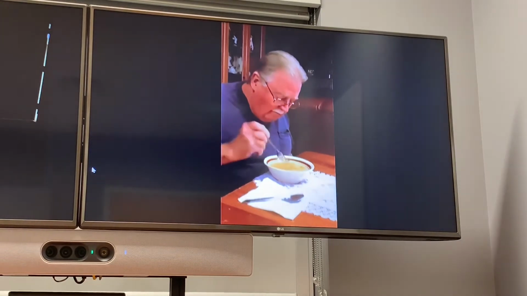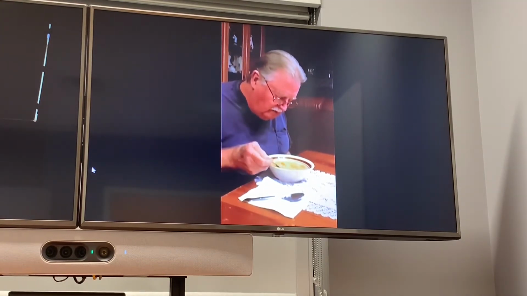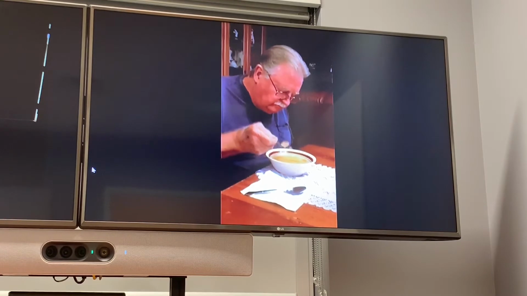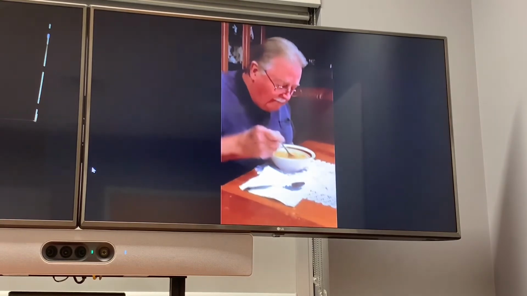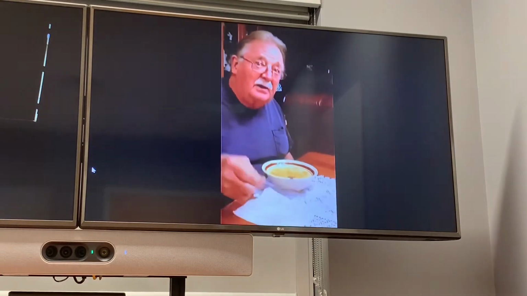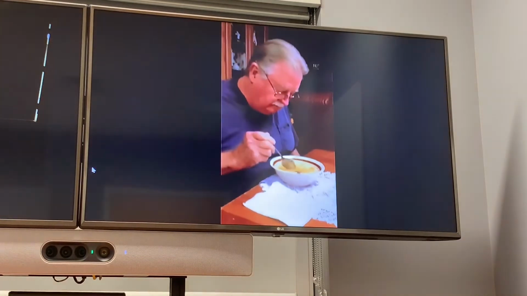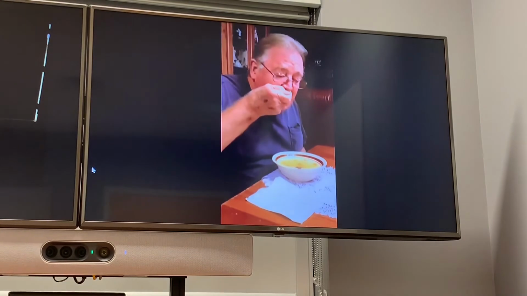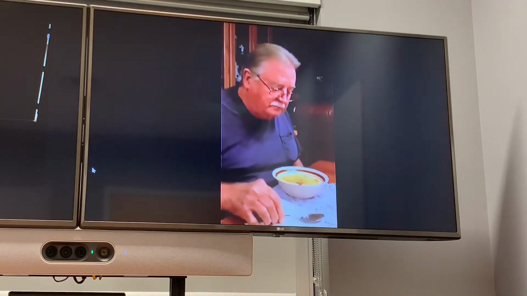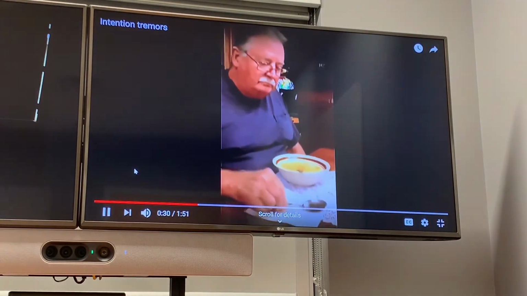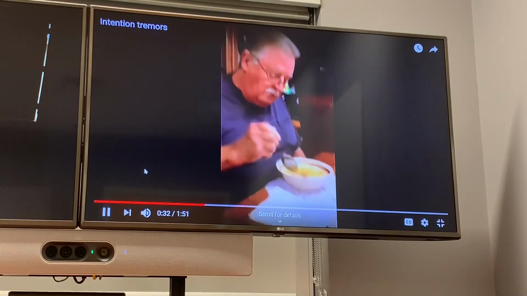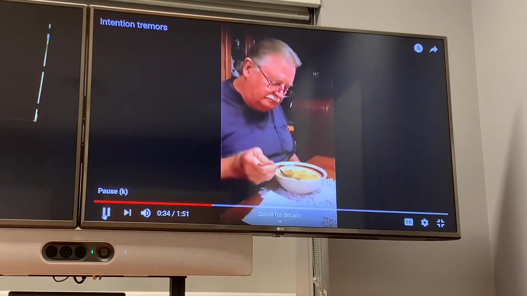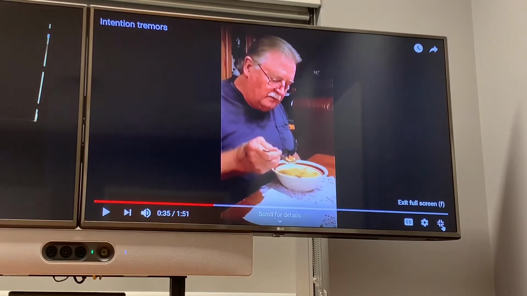So you can see he's kind of trying to eat, and whenever he tries to aim, it gets worse. You can see when he puts down his utensil, it almost goes away. Yeah, he's cute. Yeah, so it almost goes away as soon as he puts down the utensil. There's a bit of a component left, and then it gets worse. So this is pretty characteristic of benign essential tremor.